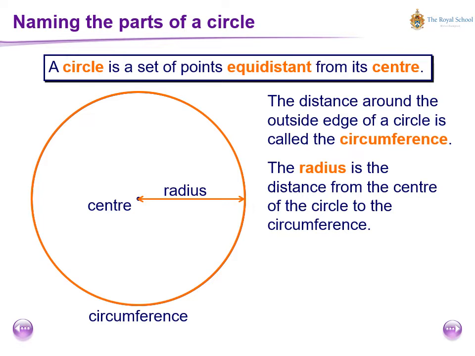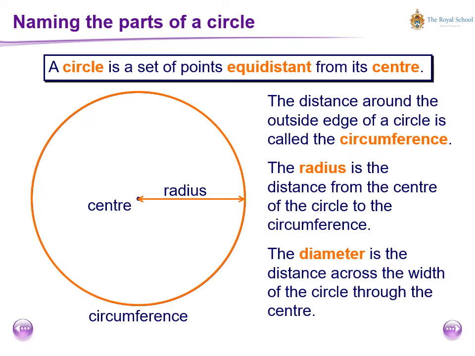And finally, our last key term about circles today is going to be a diameter, which is the distance across the width of the circle through the centre. So that's a line all the way across from one edge to the other that has to go through the centre. So this is a diameter.